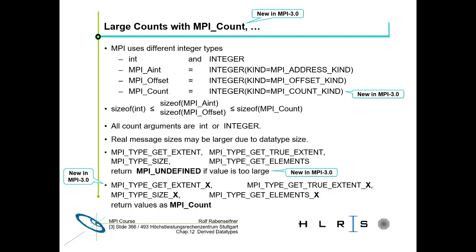So all count arguments are int or integer. Real message sizes may be larger than that due to the data type size. MPI type get extent, MPI get true extent, MPI get size, type size, and MPI type get elements will return undefined if the value is too large. So basically, if you work with a really large amount of data, but that should be really huge, then you're guaranteed, if the size is too large, that you'll get something detectable.